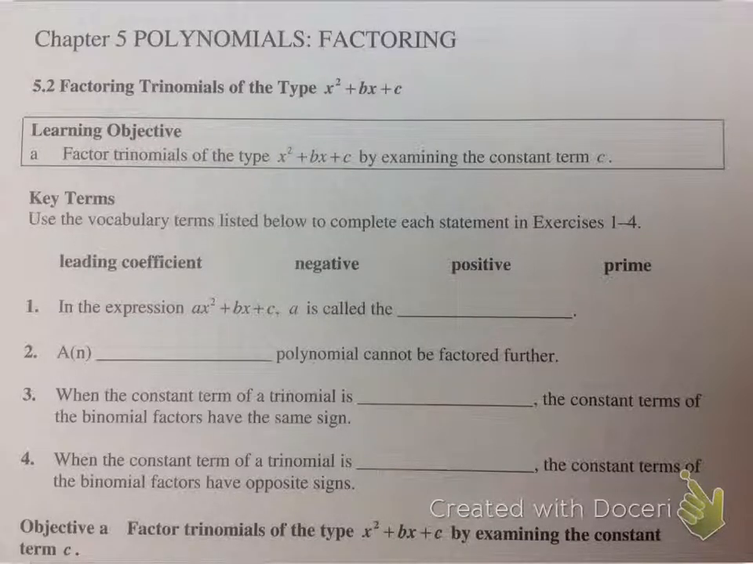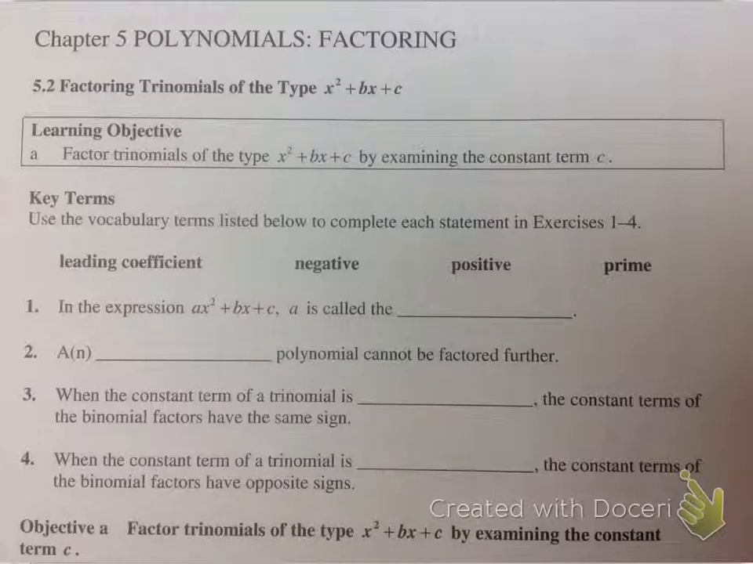Factoring trinomials of the type x squared plus bx plus c. The learning objective is to factor trinomials of the type x squared plus bx plus c by examining the constant term c. So let's look at our key terms for this lesson.